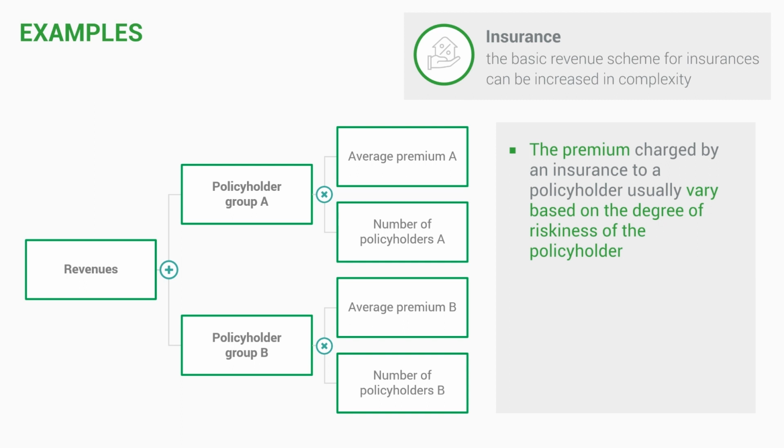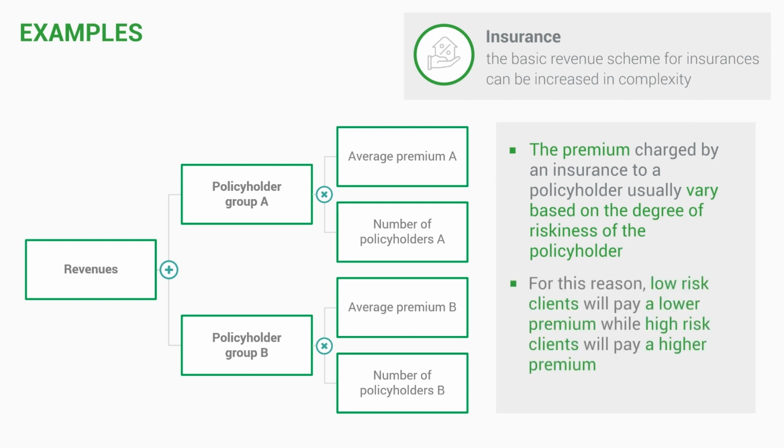This basic revenue scheme for insurance can be made more complex. The premium charged to the policyholder will usually vary based on the degree of riskiness of the policyholder. As such, low-risk clients will pay a lower premium, whilst high-risk clients will pay a higher premium for the same insurance product. So our revenue driver tree is driven by the different customer segments, in our case policyholder group A and B. Take, for example, a car insurance provider, which might wish to charge a higher premium for riskier drivers.